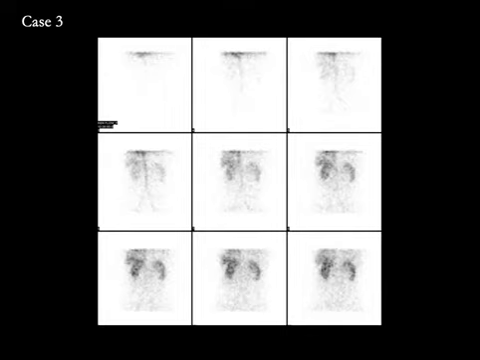Case number 3, another patient with history of obstruction. Let's look at the flow images. There is prompt blood flow to the left kidney, but there seems to be slightly delayed blood flow to the right kidney when compared to the left kidney.